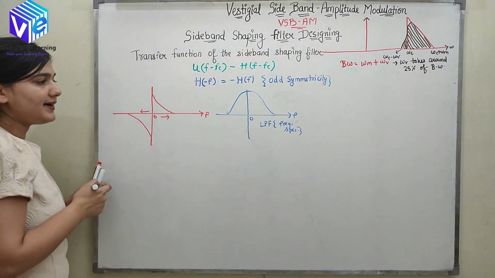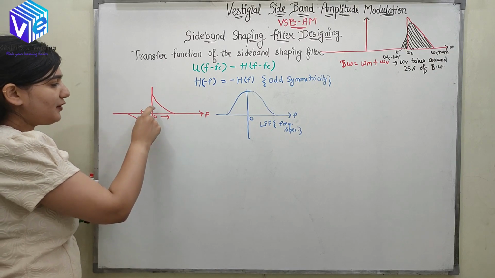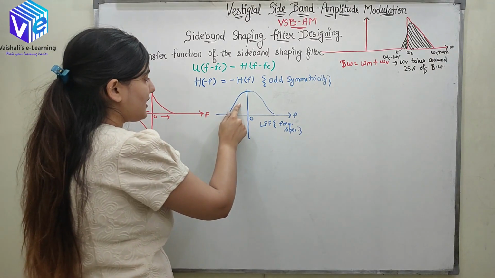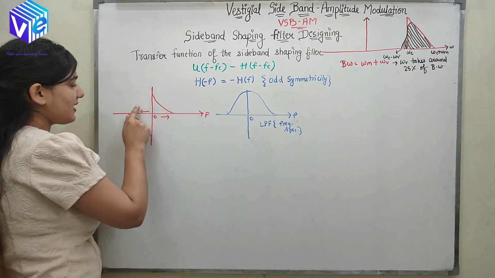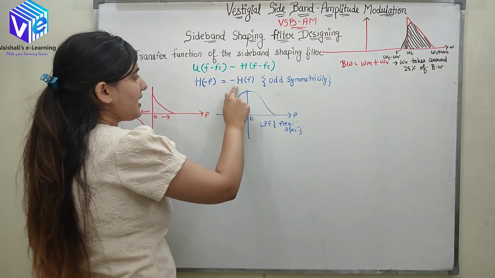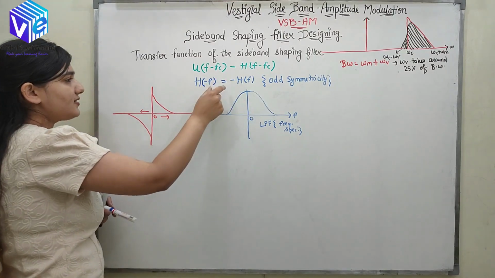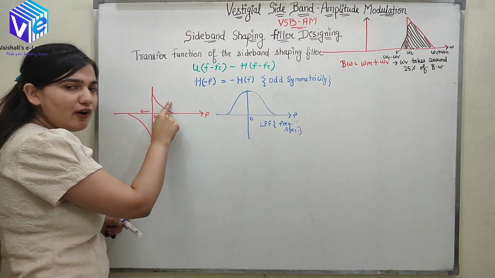Now I did the odd symmetricity. So if I provide the odd symmetricity to this low pass filter, it would be represented like this. So h of minus f is this portion. It is minus of h of f. So it's the negative mirror image of h of f.